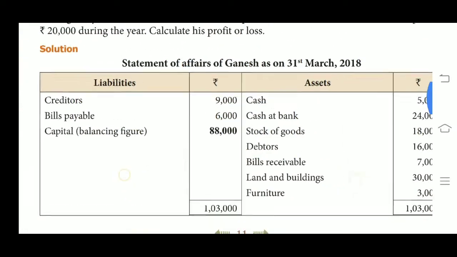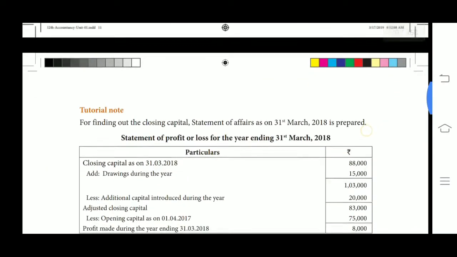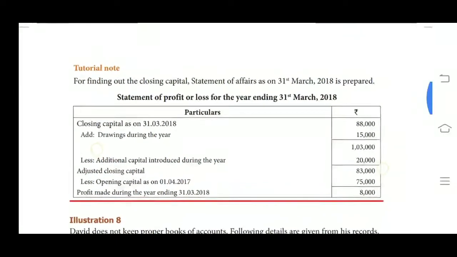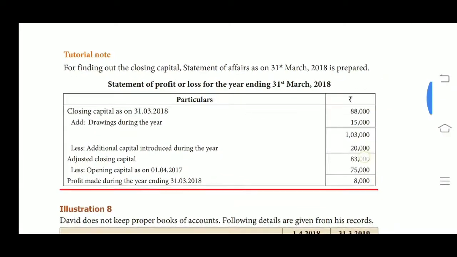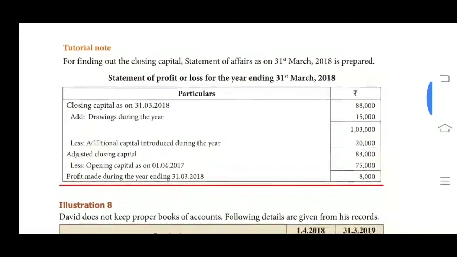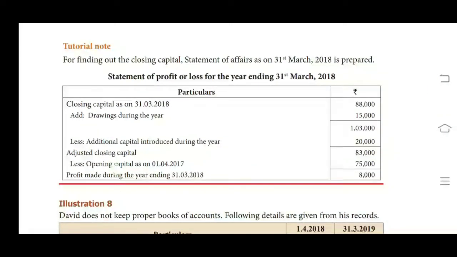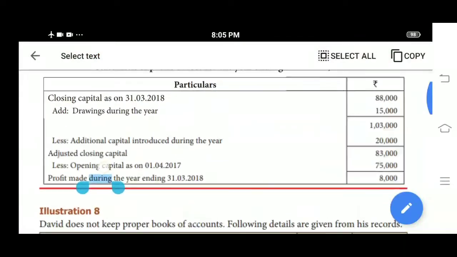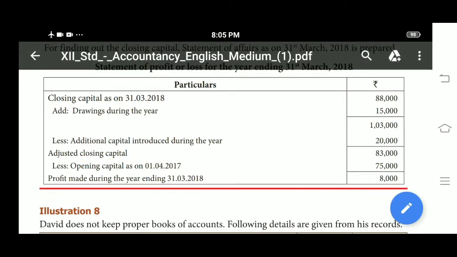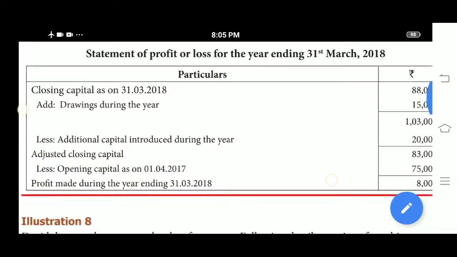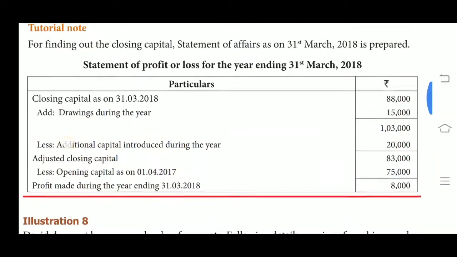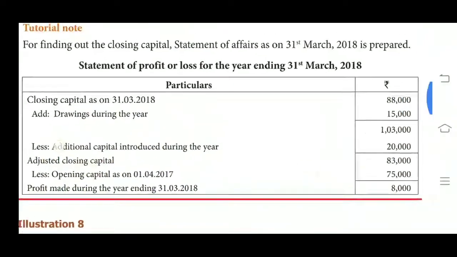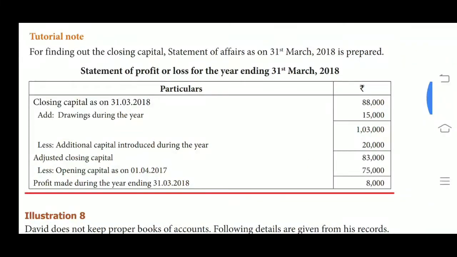The next step, to find out the statement of profit or loss for the year ending 31st March 2018. What is the format of missing information? Closing capital, add drawings, less additional capital introduced, less opening capital. The result will be known as profit or loss.